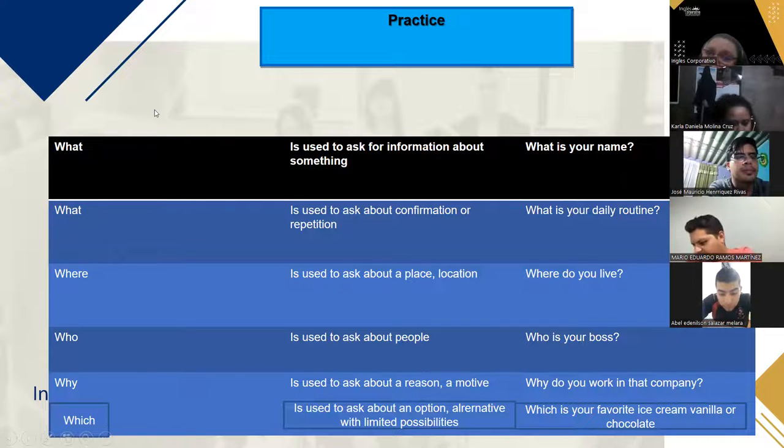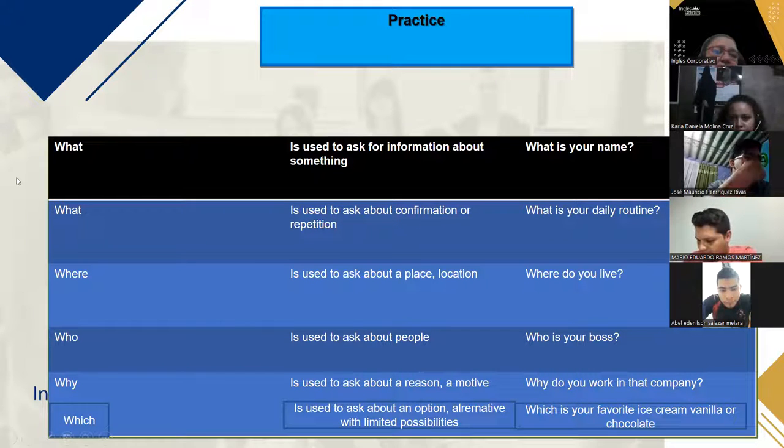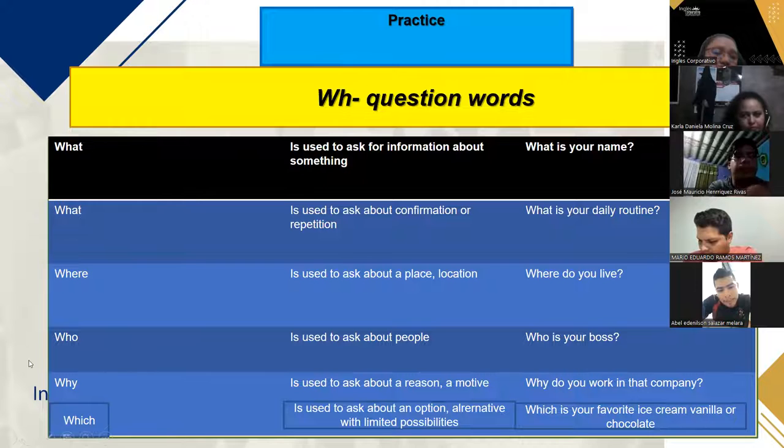Acá no tenemos how. Okay. Ya vamos a. Más adelante vamos a hablar de how. And let me see. WH question words. Okay. So we move to the next.